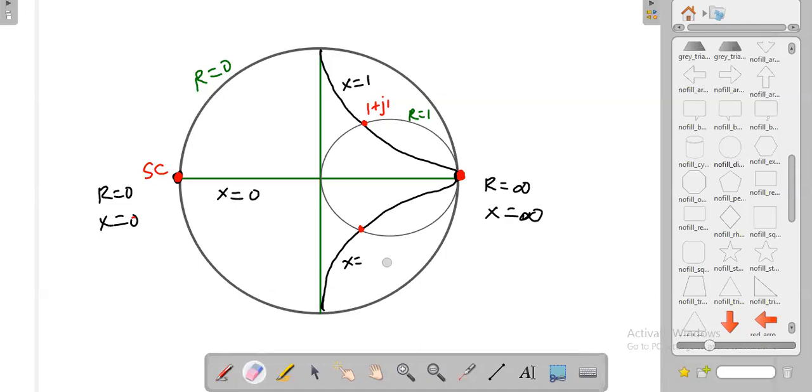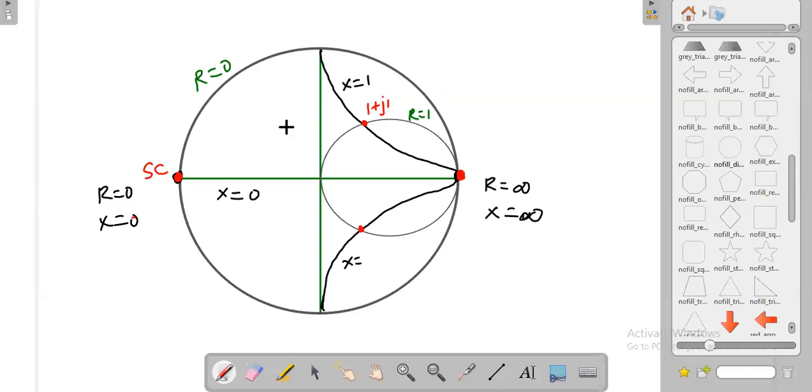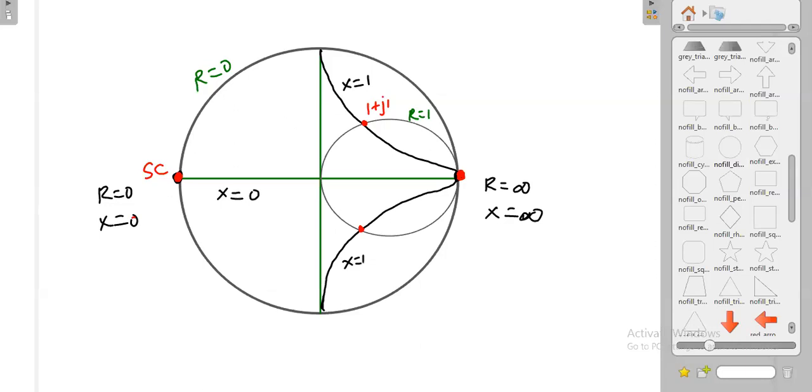This is x is equal to 1, and I think this point you can write as 1 minus j1. This is a rough idea. Now, somebody tell me, this is short circuit and this is open circuit. If you want to go from short circuit to open circuit, how long do you have to travel?